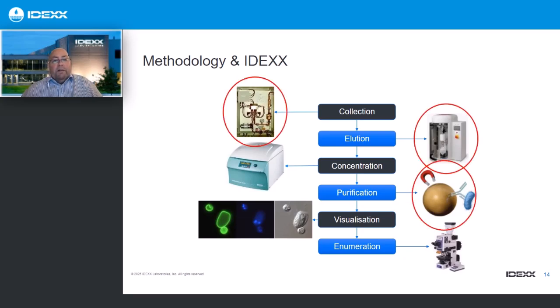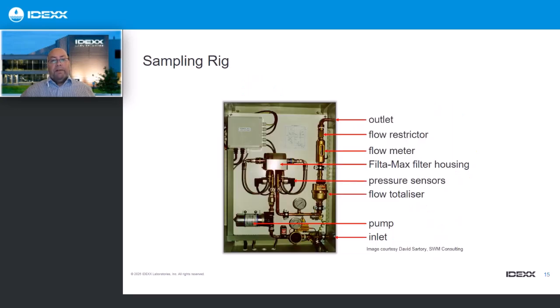IDEX supply means for sample collection, so in terms of filter modules, we also supply equipment to perform the elution process. And we also supply the necessary products for purification steps. So just covering things in a little bit more detail. If we look at a typical sampling rig, we'd have an inlet, probably with a pump in case of low pressure events. And then we have the filter module itself and a number of pieces of equipment such as flow totalizers, flow restrictors, flow meters, so that everything is done in a reproducible manner.